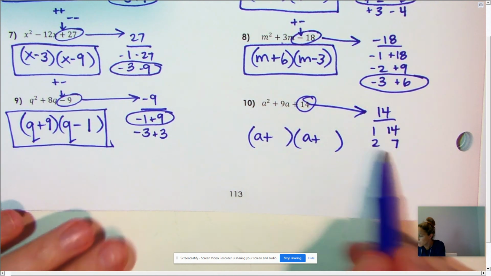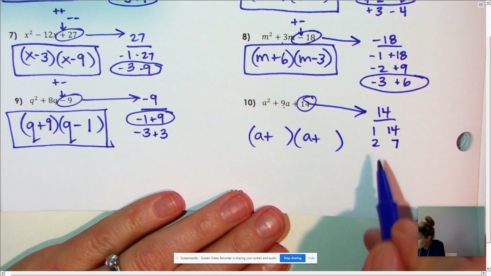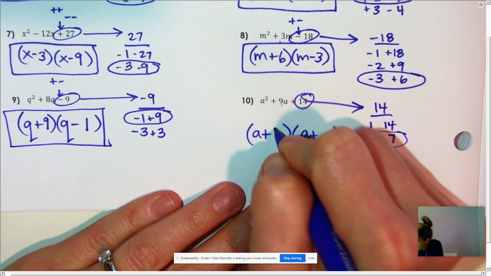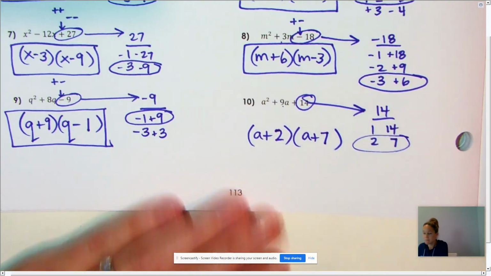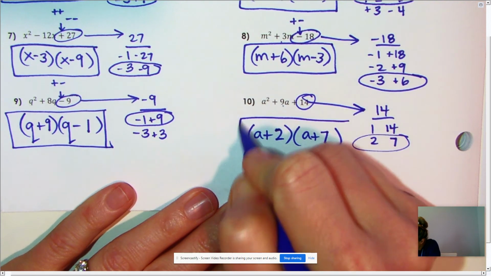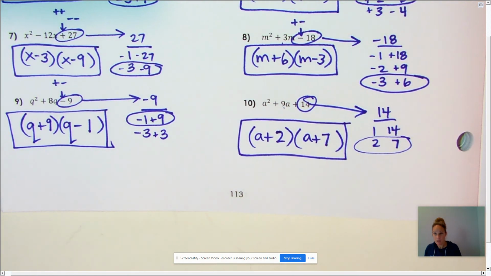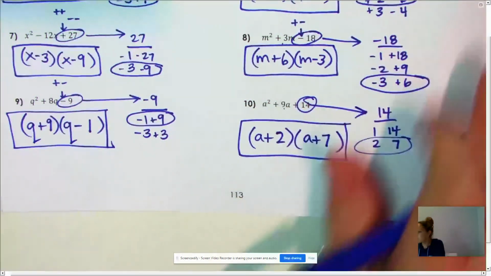I just need to see which one of these makes 9. And so sure enough, 2 and 7. So plus 2 plus 7. There we go. So we're going to go ahead and go on to the homework. And again, I'm just going to do the odds. Hopefully you guys can look at the odd problems and that will help you on the even problems.